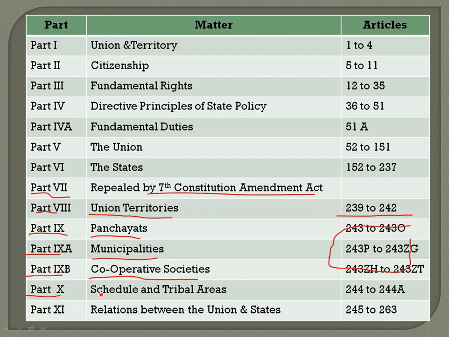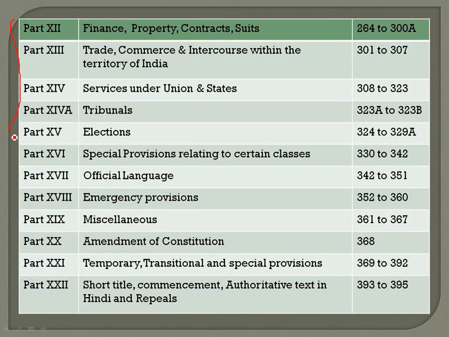Part 10. Scheduled and tribal areas from 244 to 244A. Part 11. Relations between Union and States from 245 to 263. All the parts on this slide are not very important, so we are going to talk about only the important ones. Part 12. Finance, property, contracts, suits. It is in Article 264 to 300A.